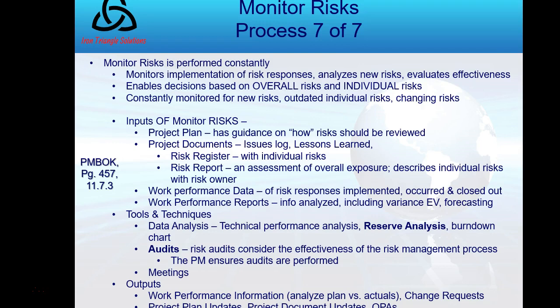We're going to continuously monitor for new, changing, and outdated individual risks, and also for changes in the overall project risk exposure in this monitoring process. Okay, so my inputs, tools, and outputs follow. Inputs is my project plan, and the risk management plan is going to be key here. Project documents include the issues log and lessons learned, also the risk register, which is about individual risks. We've been doing that ever since identify risk process. And the risk report, which is an assessment over overall exposure and will describe individual risks with an owner. Data and reports become inputs too.